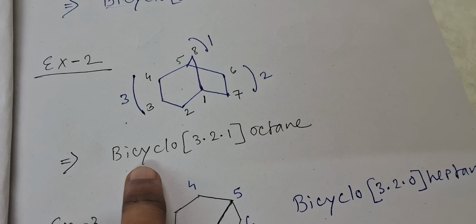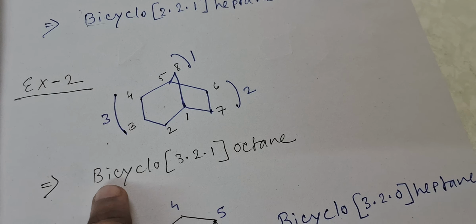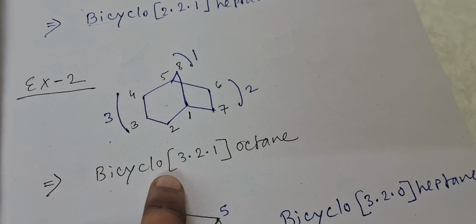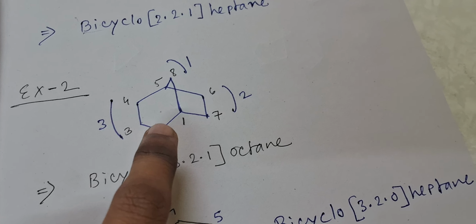So bicyclo as usual, since no substituent is present in this case, you need to write bicyclo. Start with bicyclo, open the square bracket, 3 2 1, because 3 is higher than 2, 2 is higher than 1.